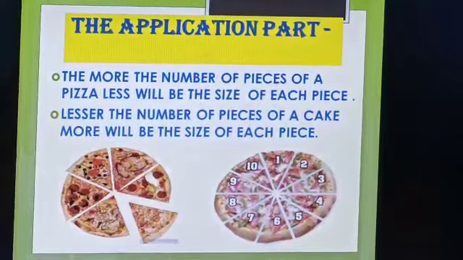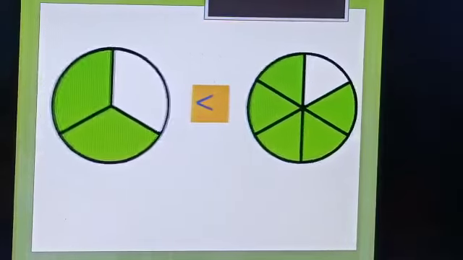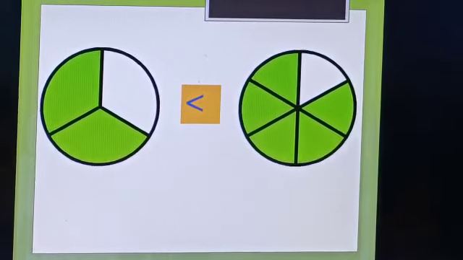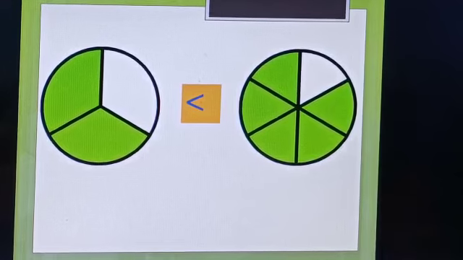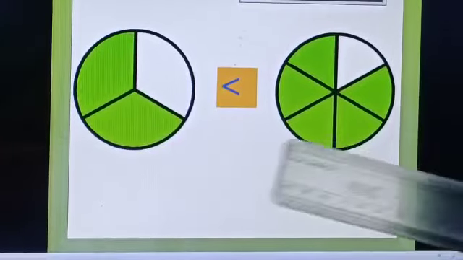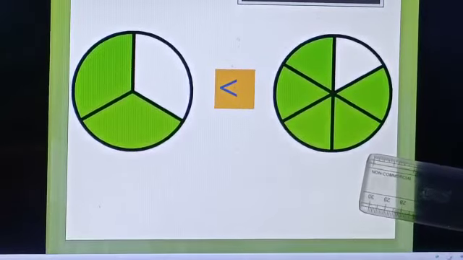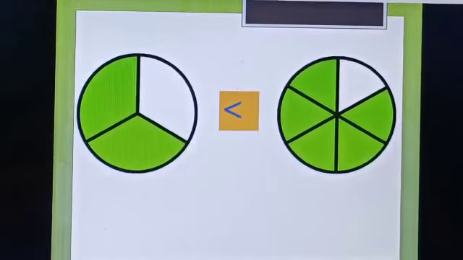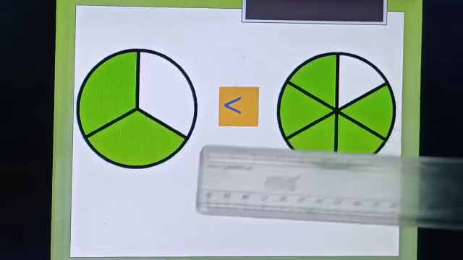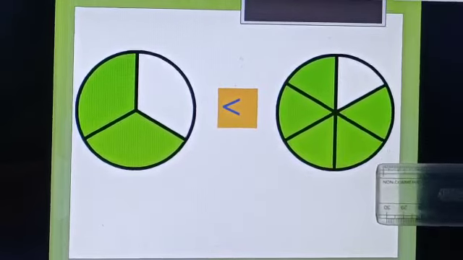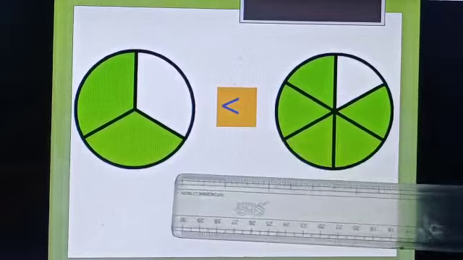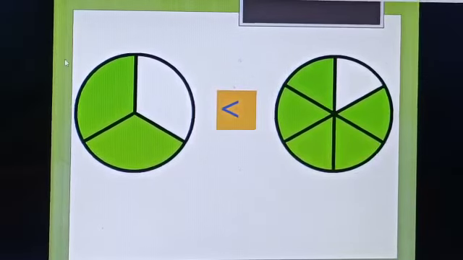Now we are moving towards the next part of our activity, comparison of proper fractions. As you can see on the screen, here the shaded part is 2 by 3 and here the fraction of shaded part is 5 by 6. When we compare these two fractions, 2 by 3 and 5 by 6, what we see is 2 by 3 is smaller than 5 by 6.